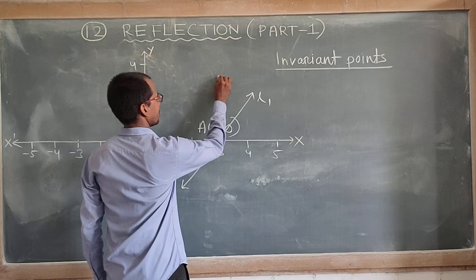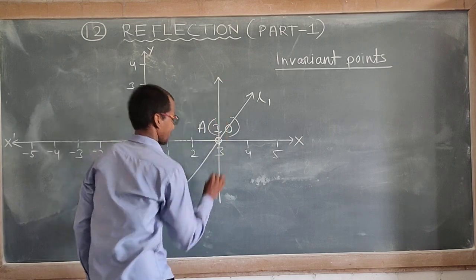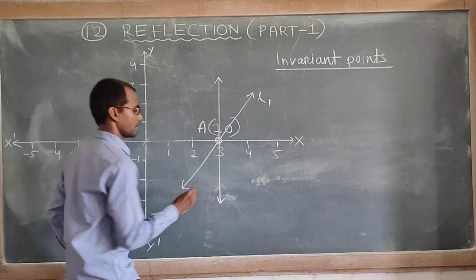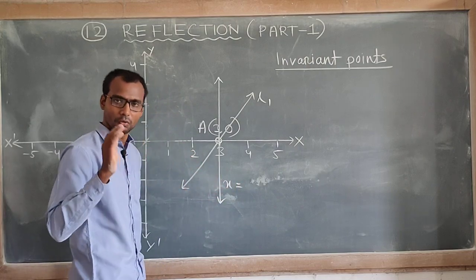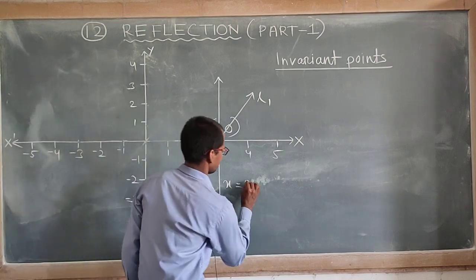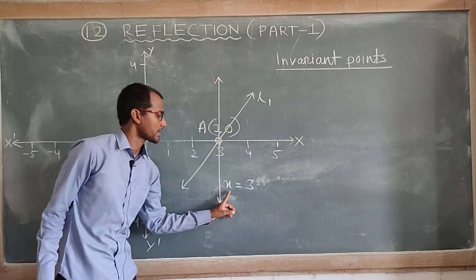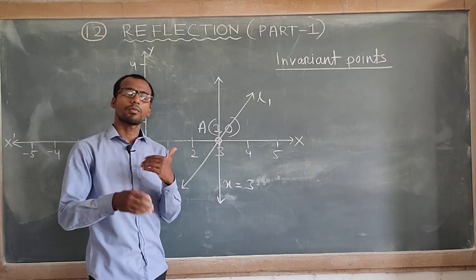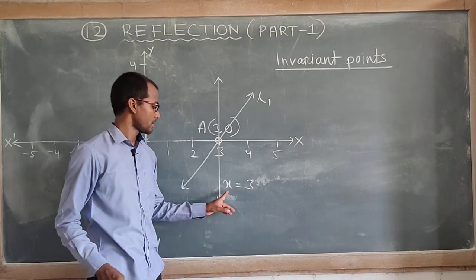Suppose I take another line, this line. Now this line is parallel to the y-axis, so it will have equation x is equal to constant. X is equal to constant means a line parallel to the y-axis. So this line's equation will be x is equal to constant. What is that constant? 3. So if we reflect the same point A (3, 0) in the line x is equal to 3, which is parallel to the y-axis and is passing through the same point, then where will its image be formed? There only. So again this point is invariant when it is reflected in this line, suppose L2.